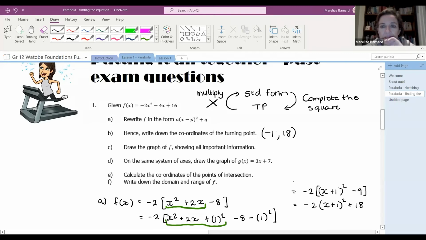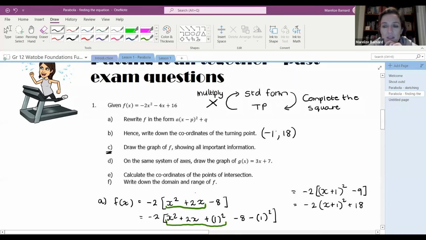We've got a few more minutes left. I think we're only going to finish up to question C this evening, but you're welcome to take the rest of the questions down or to take a snapshot and to practice it. So draw the graph of F showing all important information.